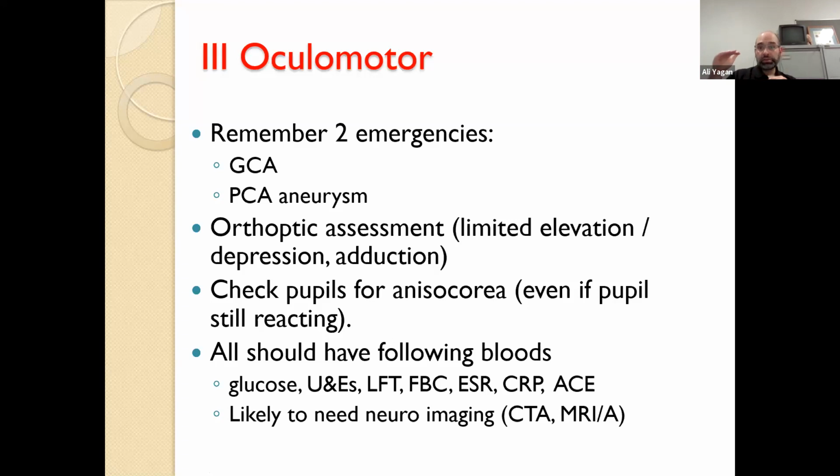You get ptosis because the levator muscle is also affected. And sometimes you get pupil involvement. Involvement means that that pupil is a little bit bigger than the other pupil. It can still be reactive to light. You have to be really careful about that, because we've seen patients who've been told, well, your pupil is reacting, so it's not aneurysm.